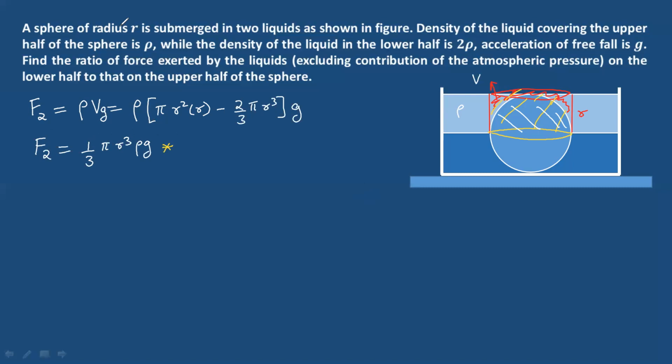Now the next step would be to calculate the force on the lower part. Now just like the last example, it is again easy to calculate the force on the lower part. All you need to do is find the weight of the liquid above this particular surface, right? You're supposed to find the weight of the liquid above this particular surface. Let me just clear this.